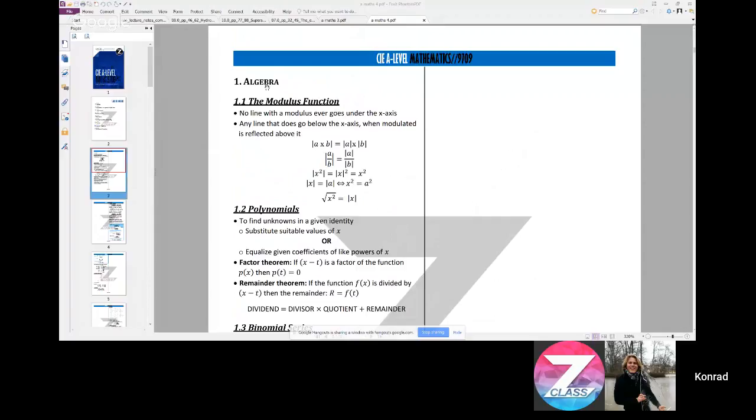What's more useful to talk about is the actual types of questions that you get with it. You'll relatively commonly get in papers things like 3 mod x minus 1 equals 2 mod x, something like that. And they suggest a variety of ways of solving these.